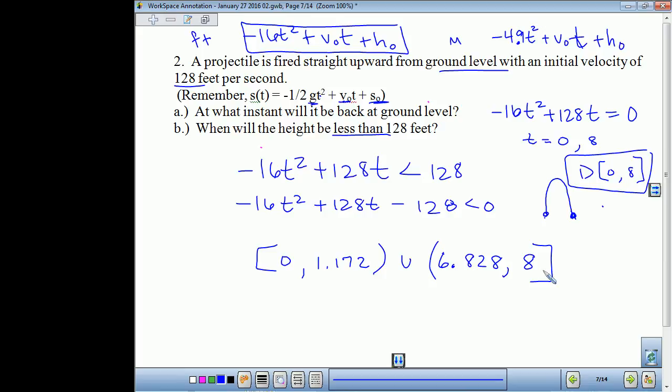These are the time intervals over which that projectile will be less than 128 feet. From 0 to 1.172 seconds, and then again from 6.828 seconds to 8 seconds. Is there a coincidence that 6.828 and 1.172 add up to exactly 8? The two numbers add up to be exactly 8.